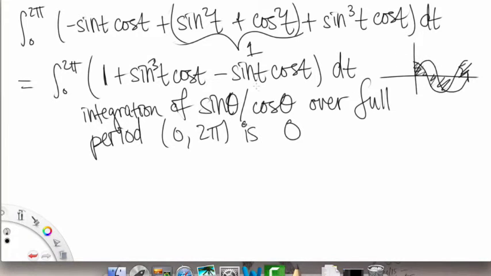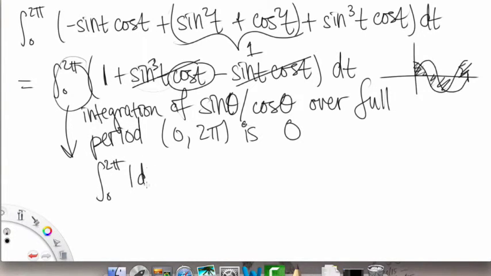Okay, so basically what this does is it eliminates these two components here, because we have a single cosine t and sine t. So whenever you see sine something, cosine something, you can usually cross them out when you have a full period. But you should always do a logic check. So what we're left with is just a 1. So we have 0 to 2 pi of 1 dt. This is just going to be t as t goes from 0 to 2 pi, which is 2 pi minus 0, which is 2 pi.